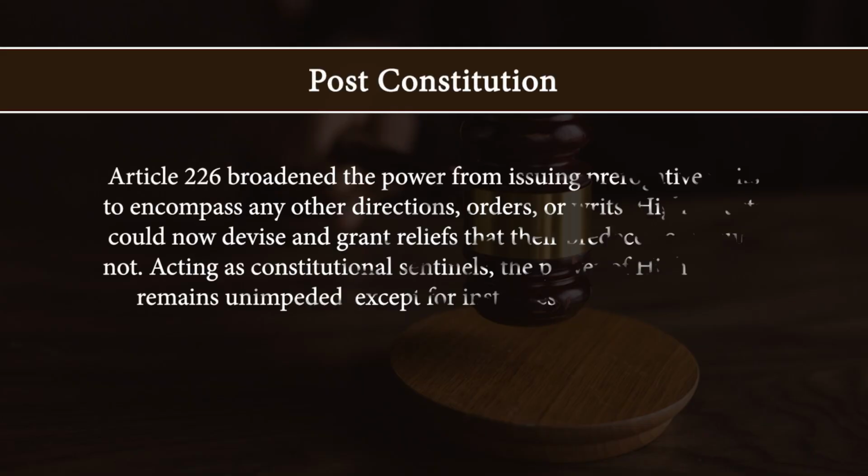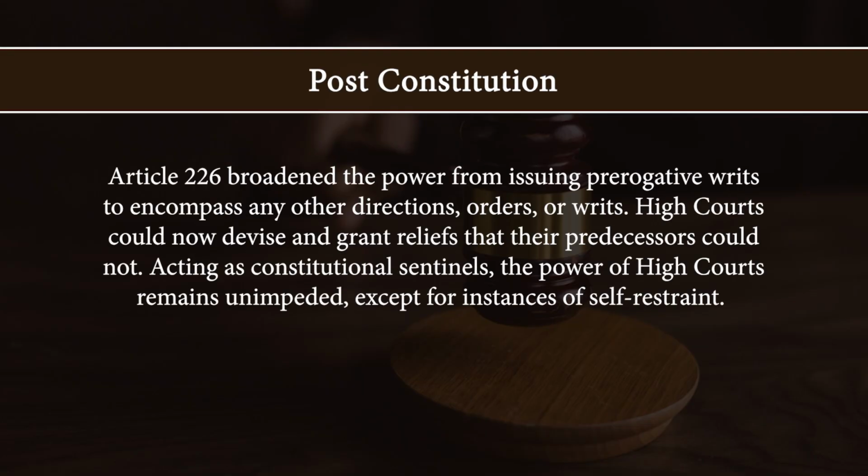Well, Article 226 broadened the power from issuing prerogative writs to encompass any other directions, orders or writs. High courts could now devise and grant reliefs that their predecessors could not. Acting as constitutional sentinels, the power of the high courts remains unimpeded except for instances of self-restraint.